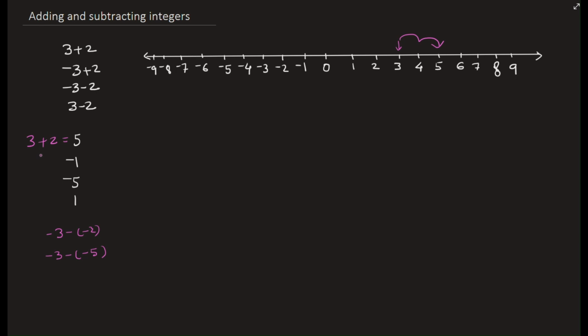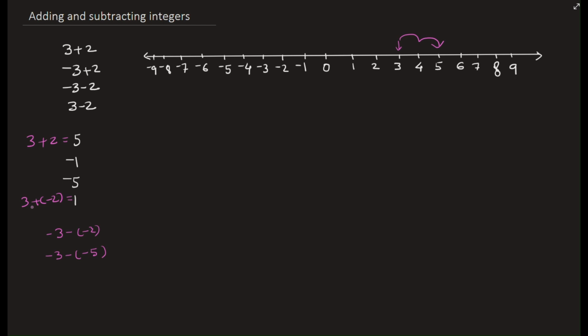Next, I have one positive and one negative integer. First I will take 3 minus 2, which is also 3 plus negative 2. 3 minus 2 is 3 plus negative 2.